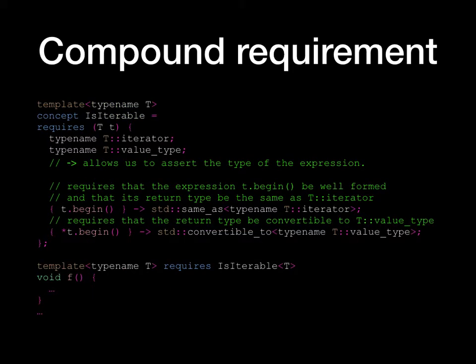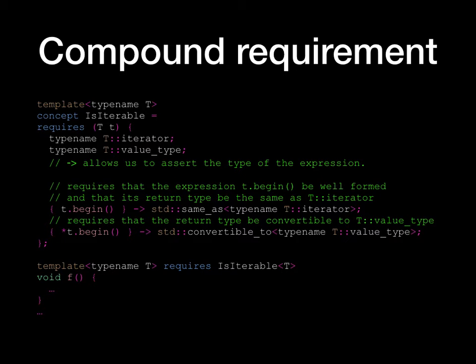We can have more complex compound requirements, and this builds even further on our has value type, where we could require here to have both an iterator type member and a value type member. But this doesn't allow us to say what they should look like. So if we want to check for that, we can actually use a compound requirement which uses braces for a compound statement. That's where the name comes from.